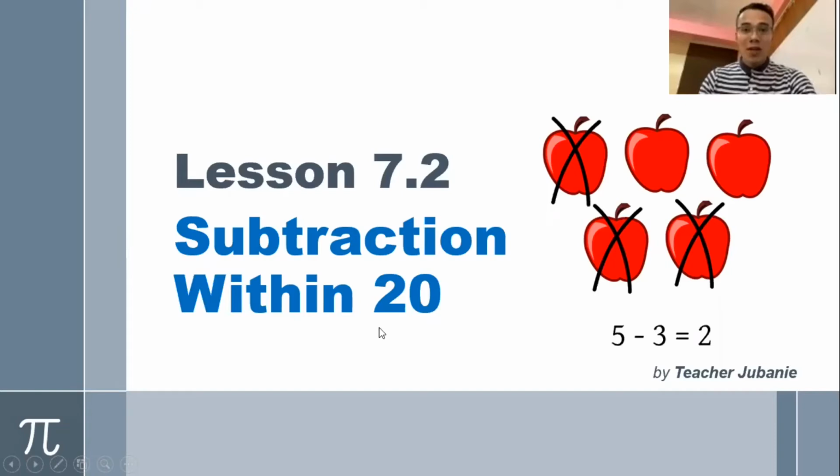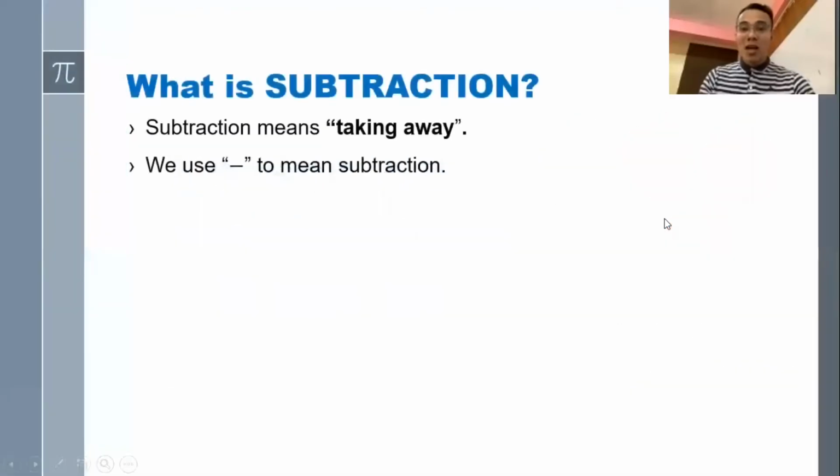In the previous quarter, we discussed subtraction within 10. For example, 5 minus 3 is equal to 2. How did I get 2? There are 5 apples and you're going to take away 3 of them and you are left with 2 apples. So subtraction is about taking away. It's about moving or removing objects from a group. And we use this symbol to mean subtraction. Take note of this, grade 1.